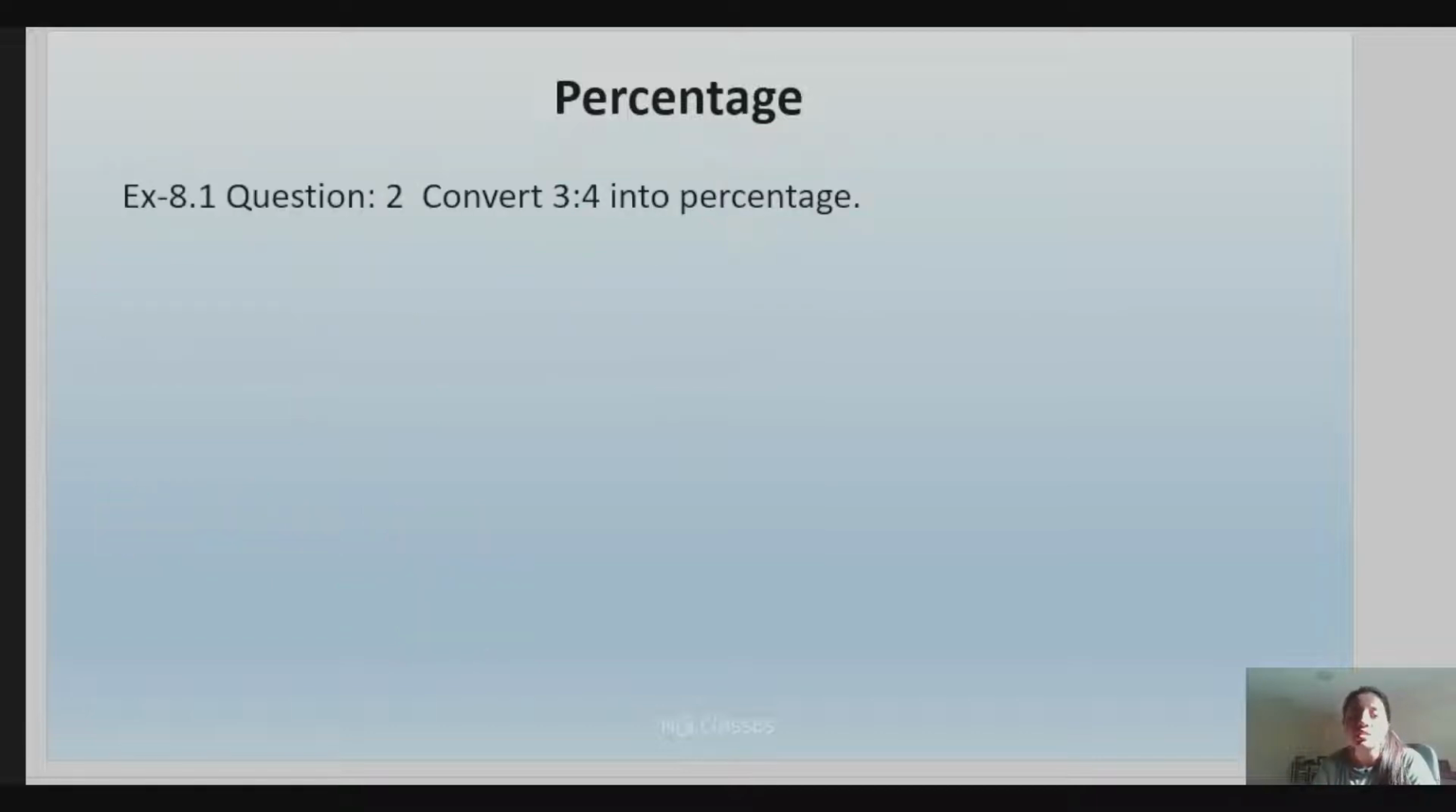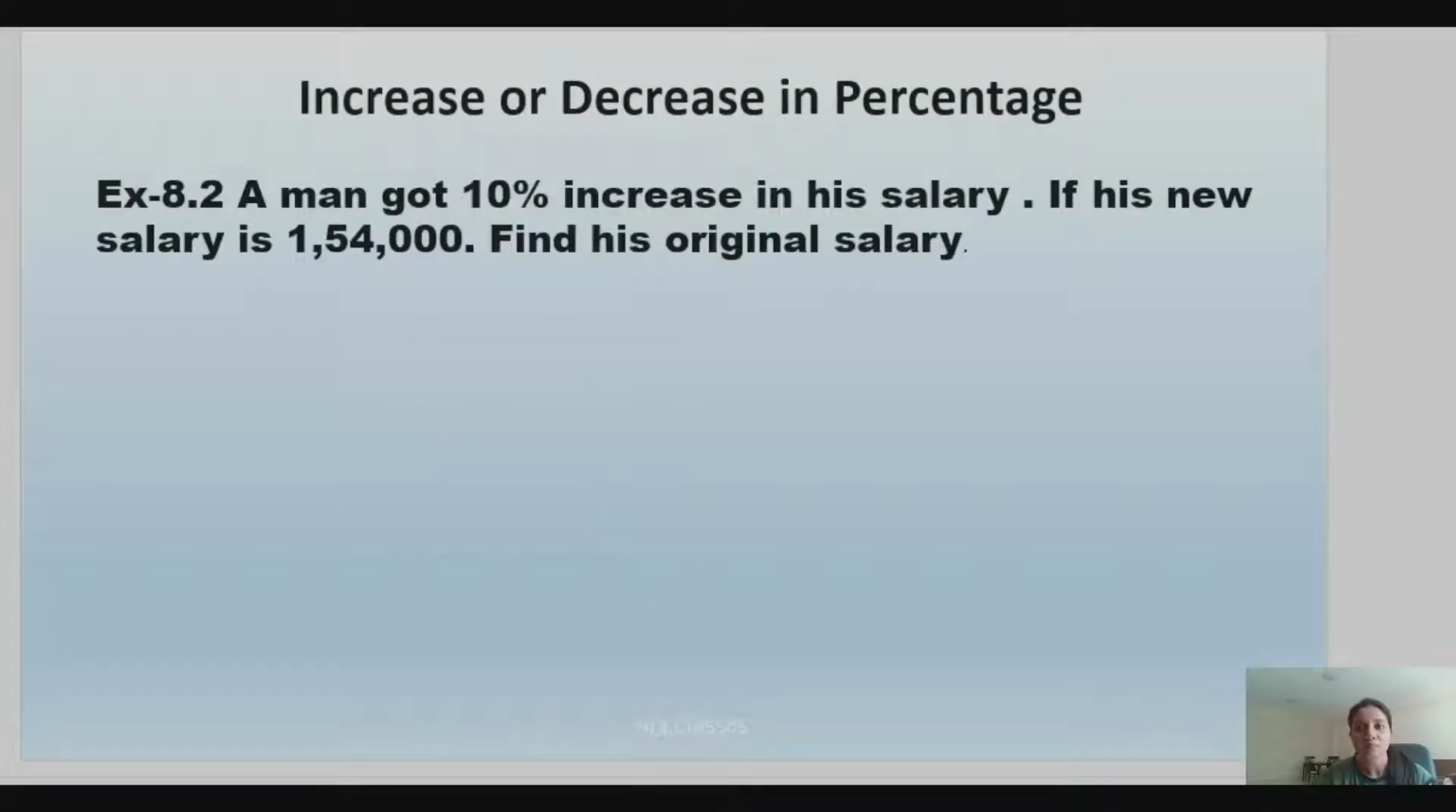So our question is, convert 3:4 into percentage. Now we have to convert this 3:4, that means 3 by 4, in percentage. So to remove the percentage sign, divide a number by 100, and to bring the percentage sign, multiply it by 100. So just multiply this number by 100 and we will get 75%. And this is our answer. And now we will discuss increase or decrease in percentage. We will understand this one with the help of one example.